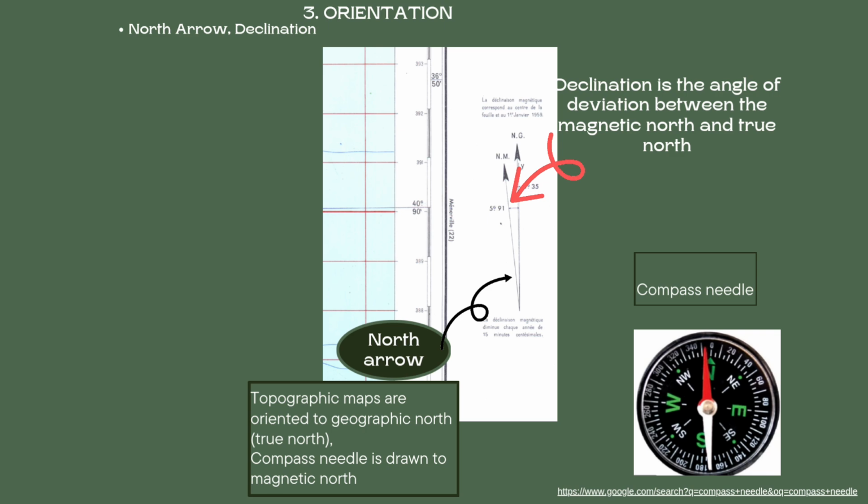There are three kinds of north. They are geographic or true north, grid north, and magnetic north. Topographic maps are oriented to true north or geographic north, while the compass needle is drawn to magnetic north. Declination is the angle of deviation between the magnetic north and the true north.